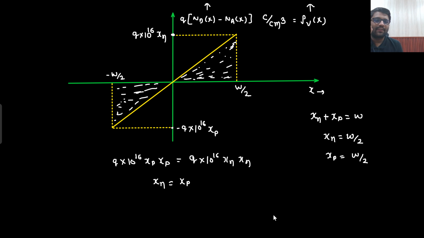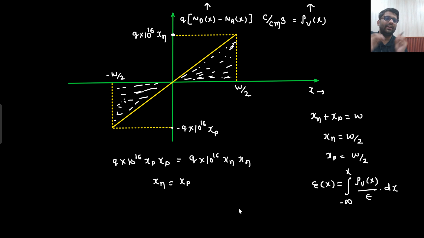For finding out the graph of electric field, what I need to do? What is my E(x)? Sir, my E(x) is the integral from minus infinity to x of rho(x) by epsilon dx. So you integrate this particular graph, and find out the maximum electric field that you are getting. So where will I get the maximum electric field and what will be its value? It is completely mathematical now. Electronics has ended, now mathematics would start.